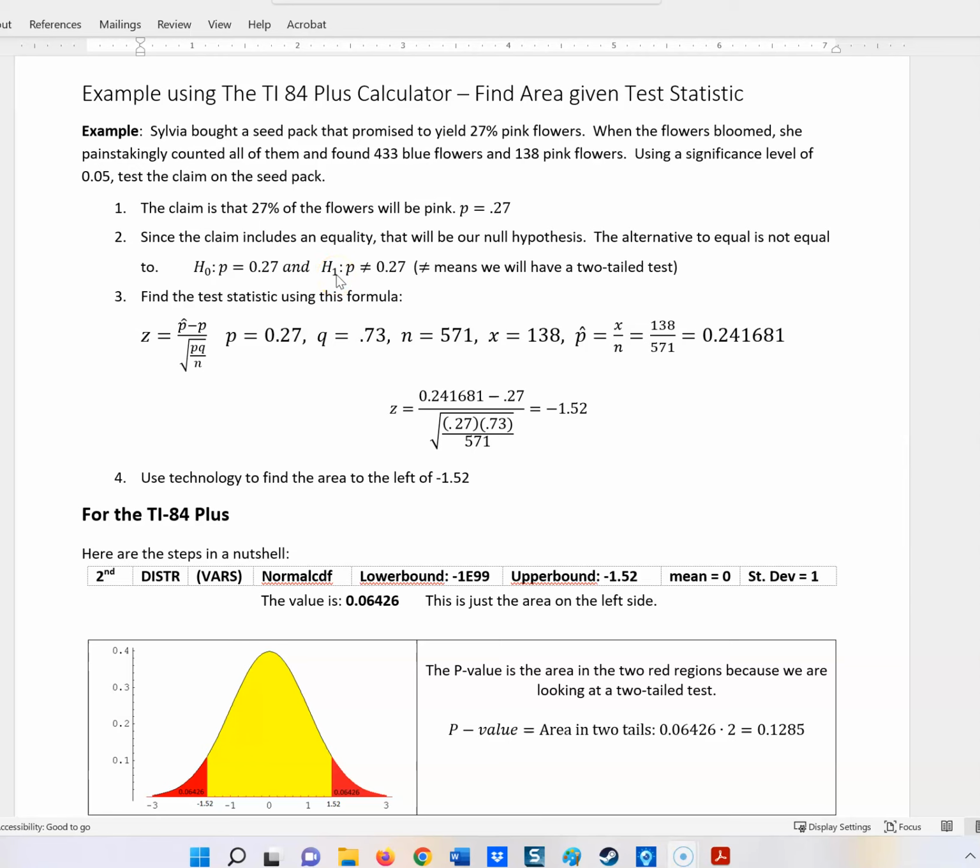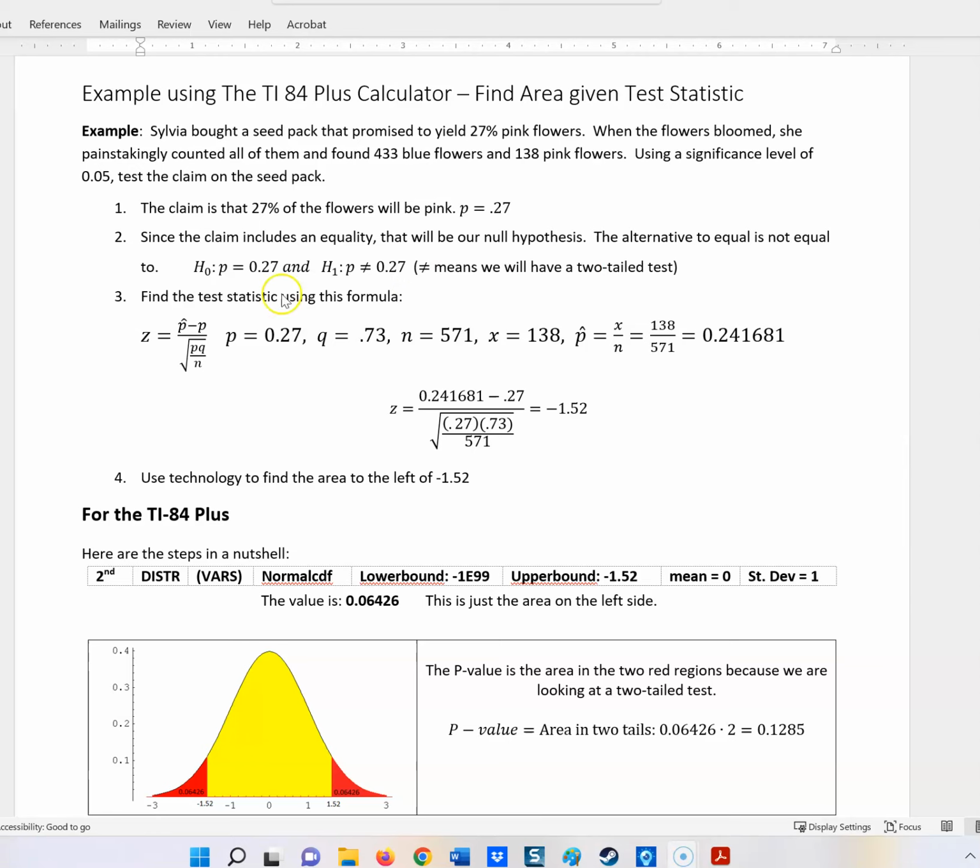The alternative is the opposite of equal, so not equal to. Since the claim said equal, the alternative is not equal to, which means it could be less than 27% or more than 27%. Either one disrupts their hypothesis. And so that means we have a two-tailed test.